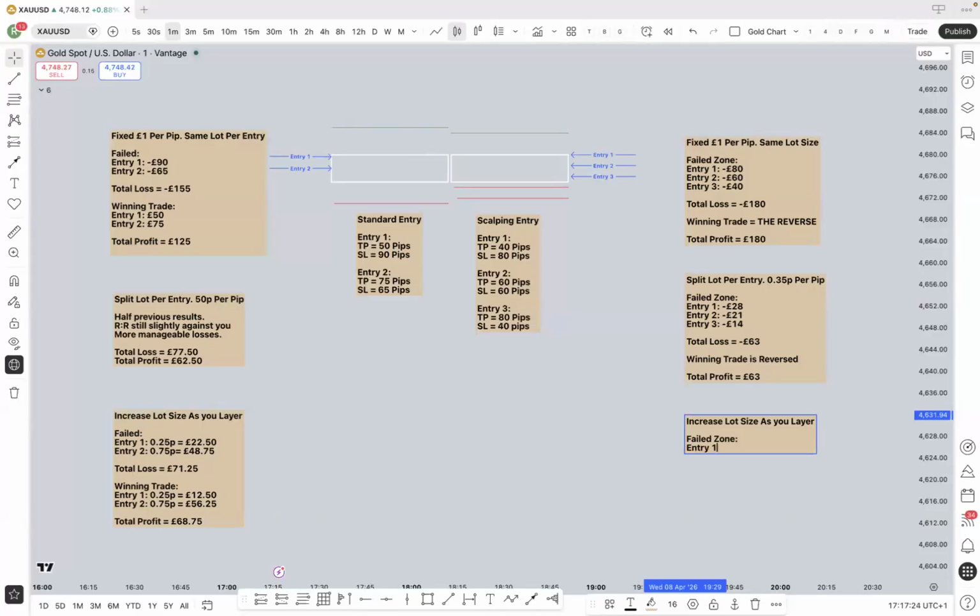Entry 1, and we're going to do entry 1 at 0.20p. Okay, that would give you a loss of £8. Oh, sorry, of £16. That'd be 80 pips. Okay.